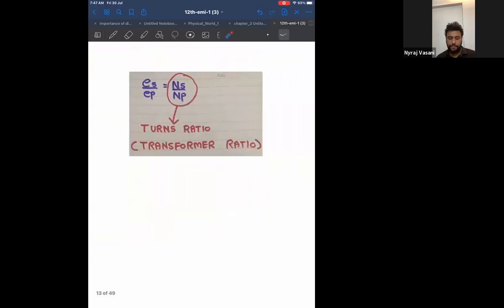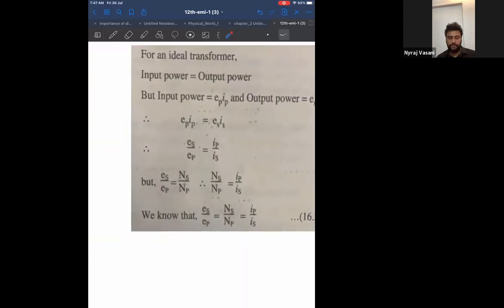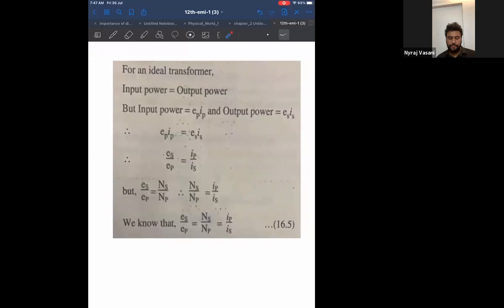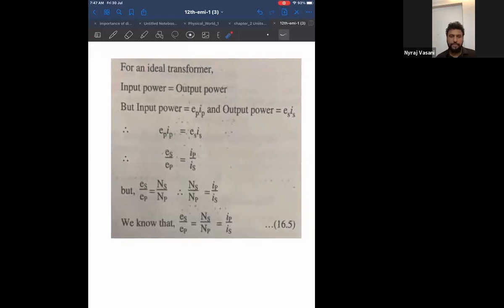Now, look at this. If I take an ideal transformer, there is no power loss. Everyone please listen to me. What is the meaning of no power loss? My input power is the same as output power. For an ideal transformer, input power is equal to output power.